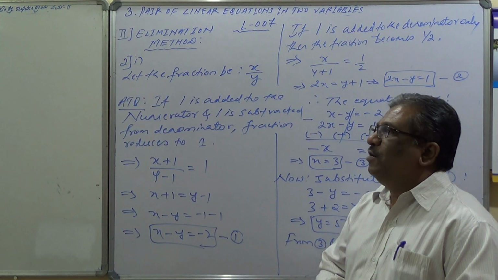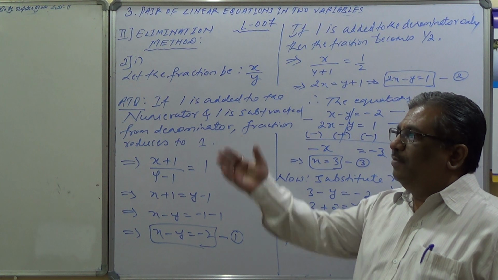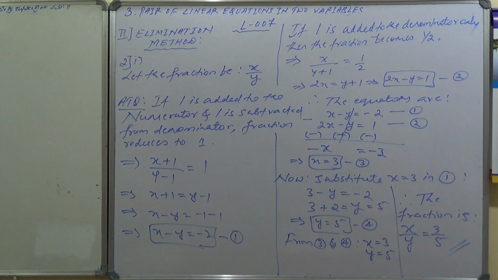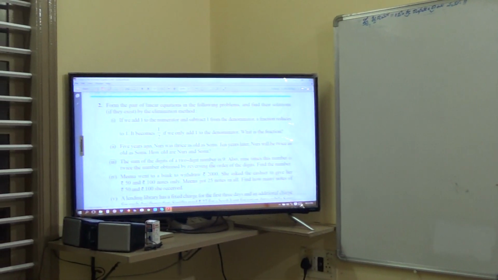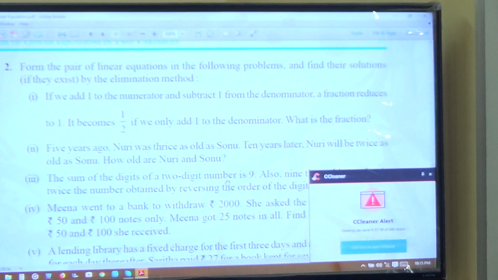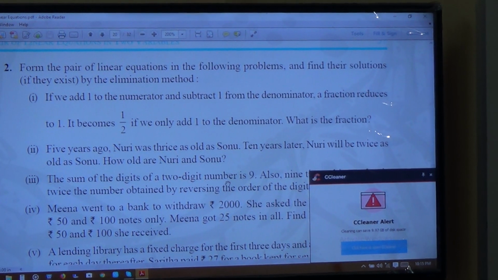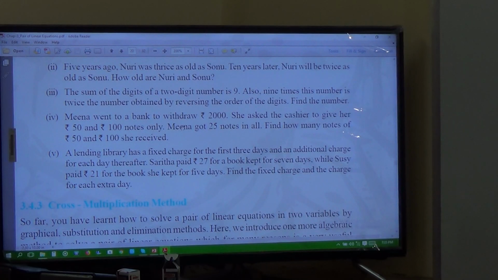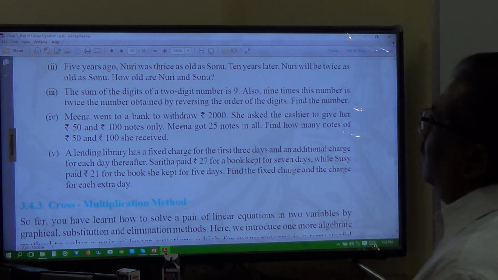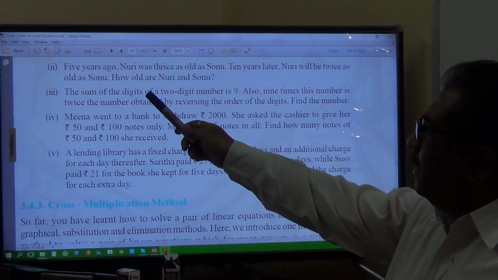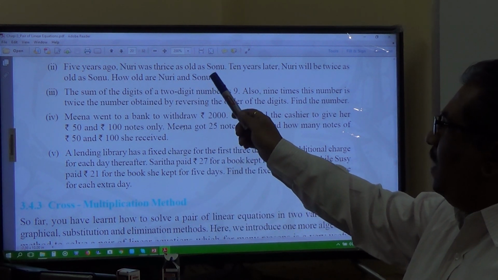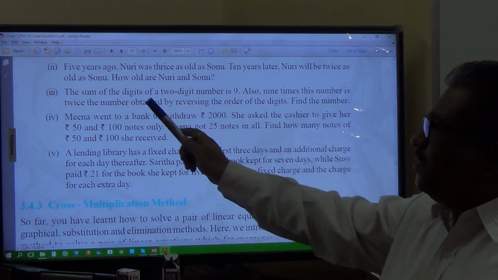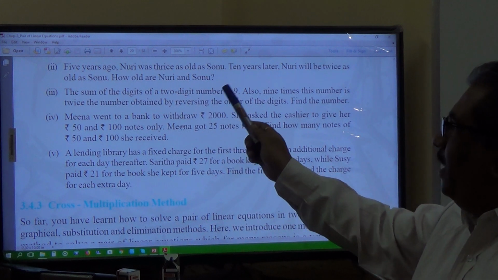Let us have a look at question number 2. You can have a look at question number 2. Meantime, I will clear the board. Yeah. Second question. 5 years ago, Noori was thrice as old as Sonu. 10 years later, Noori will be twice as old as Sonu. How old are Noori and Sonu?